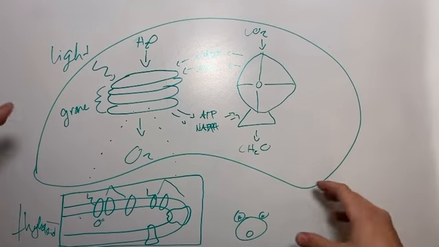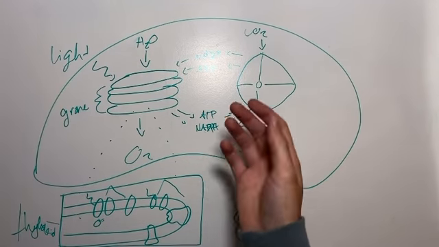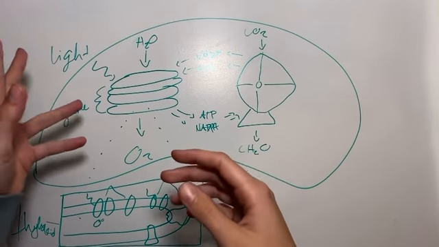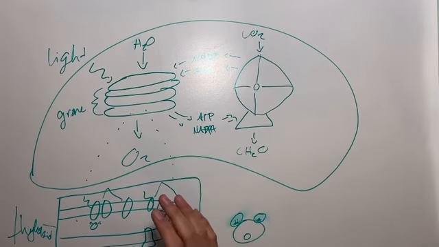In photosynthesis, we start with our chloroplast. In our light reactions, we are going to have our grana, and our grana is made up of thylakoids. Let's look at what specifically the thylakoid does. Here in the thylakoid, we take in light and we take in water.